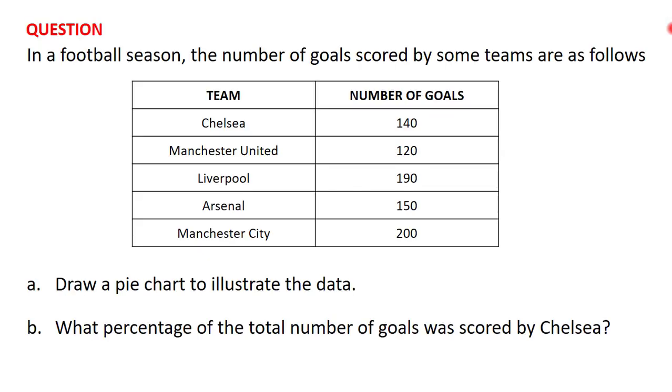The question for this video is, in a football season, the number of goals scored by some teams are as follows. So we have 5 different teams here, and the number of goals they scored have been given to us. The question says that we should draw a pie chart to illustrate the data, and then we should find the percentage of the total number of goals scored by Chelsea. We will begin by drawing the pie chart.